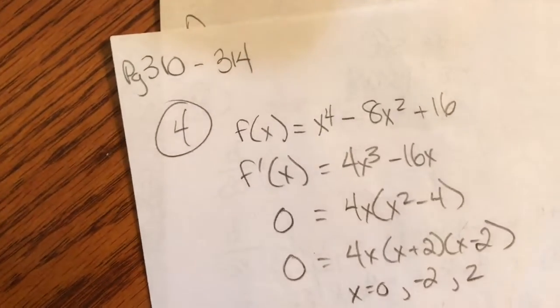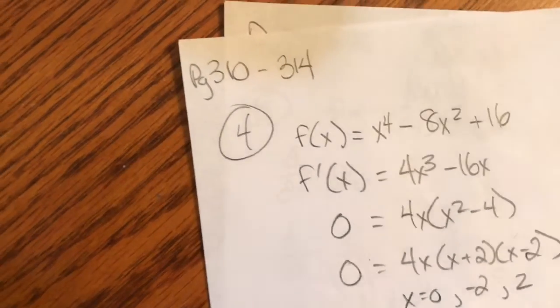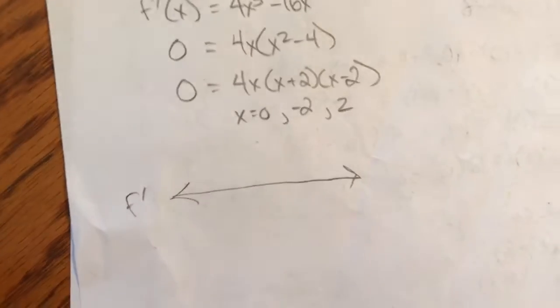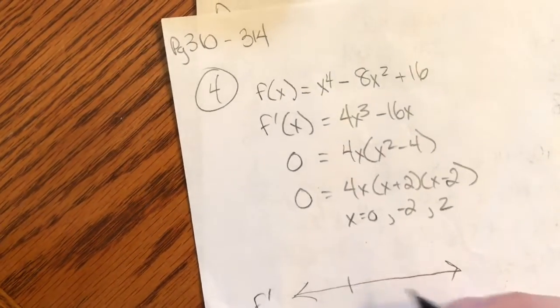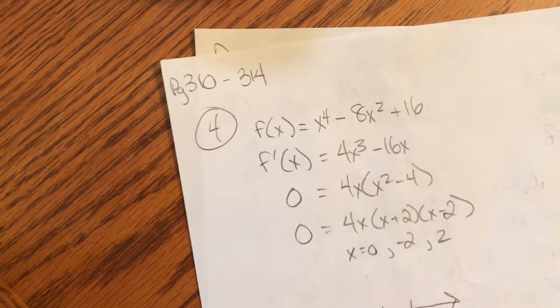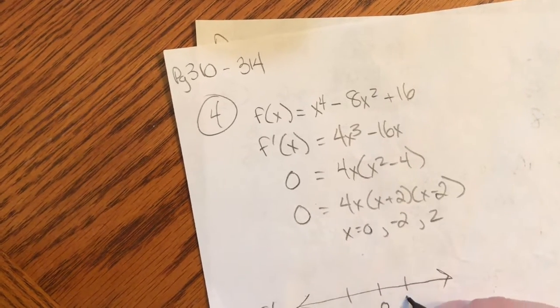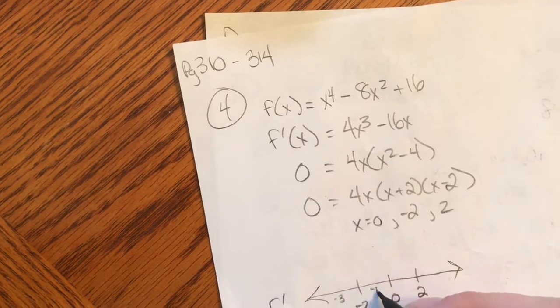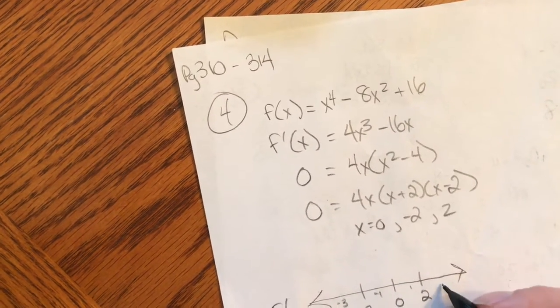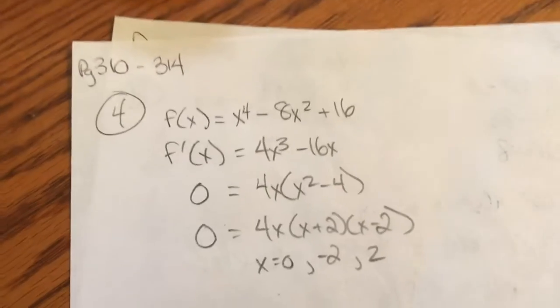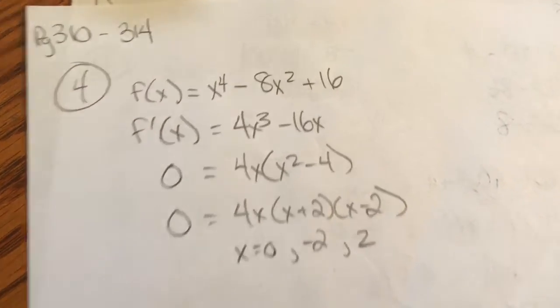So I'm going to make my f prime line, my increasing, decreasing thing. I care about when the action happens at 3 spots, negative 2, 0, and positive 2. So I'm going to plug in negative 3, negative 1, 1, and 3 into my f prime function. That'll tell me where it's increasing or decreasing.